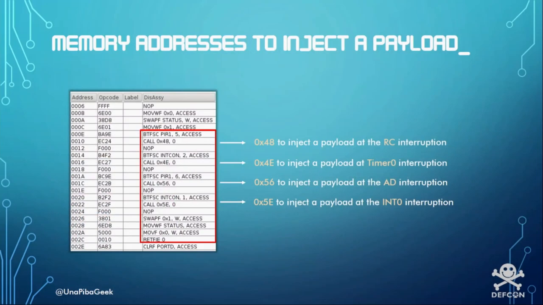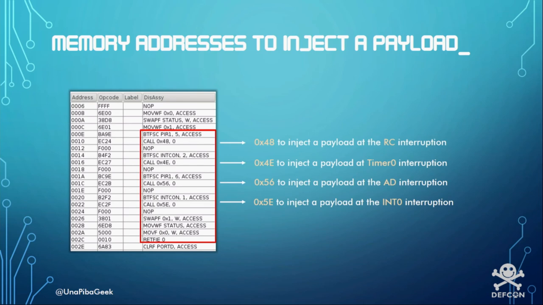So, by inspecting the polling, we not only know what peripherals are being used, but we can get different memory addresses where we could inject our payload. For example, if we want to do something when the microcontroller receives data from a communication protocol, we should inject our payload at the RC interruption routine.